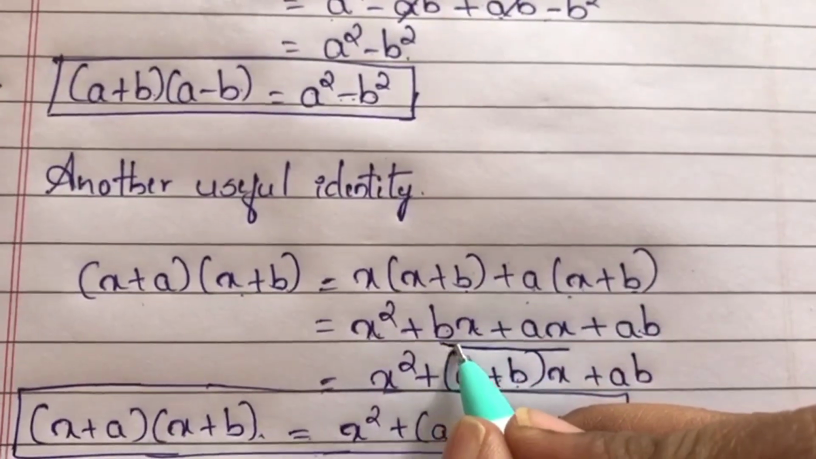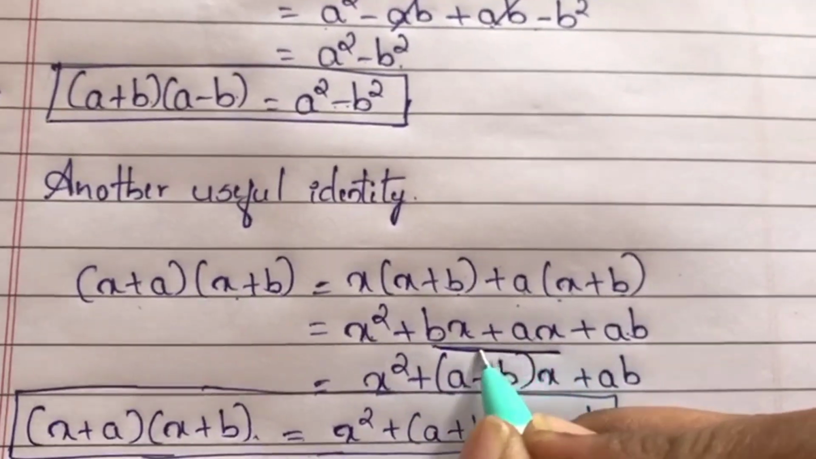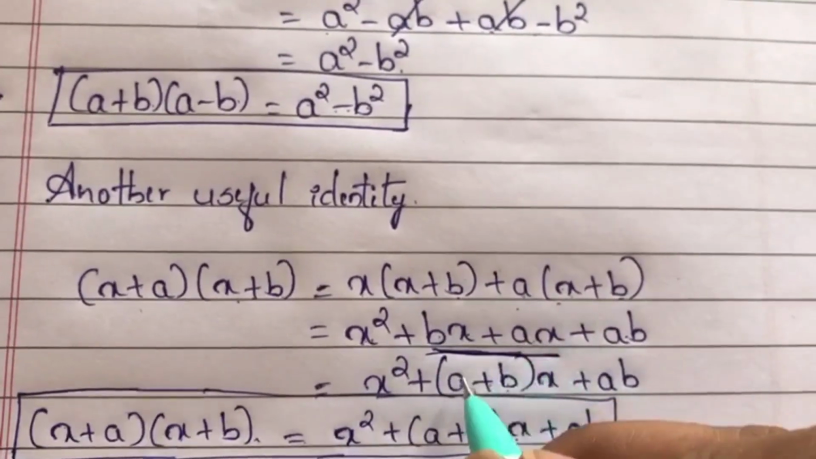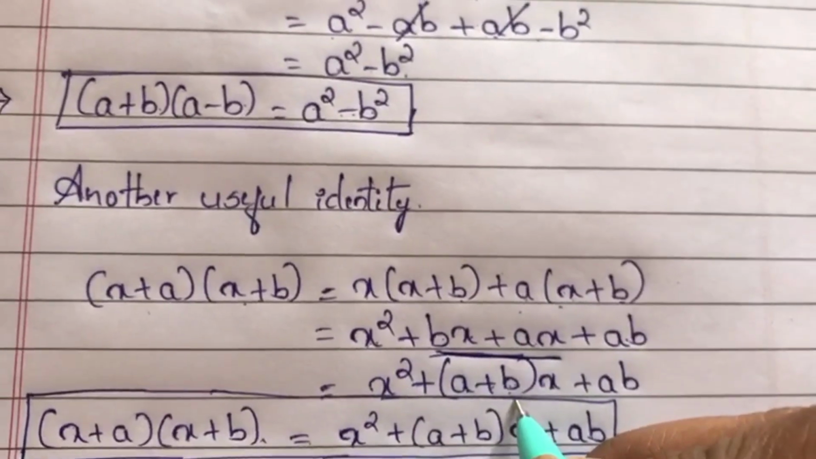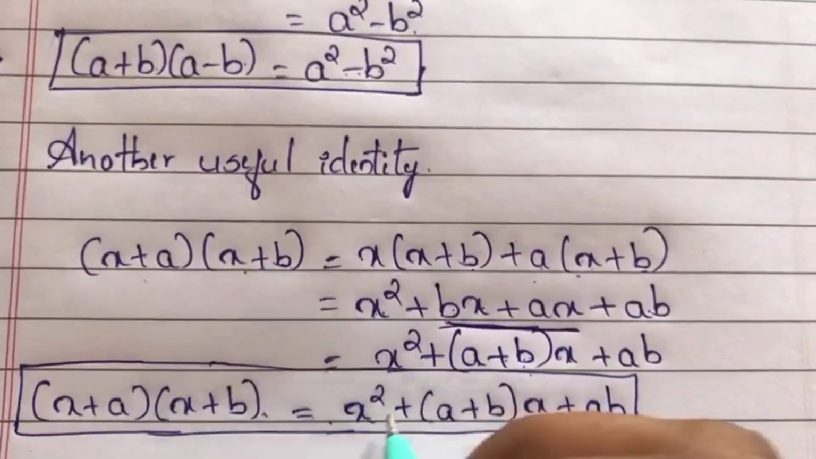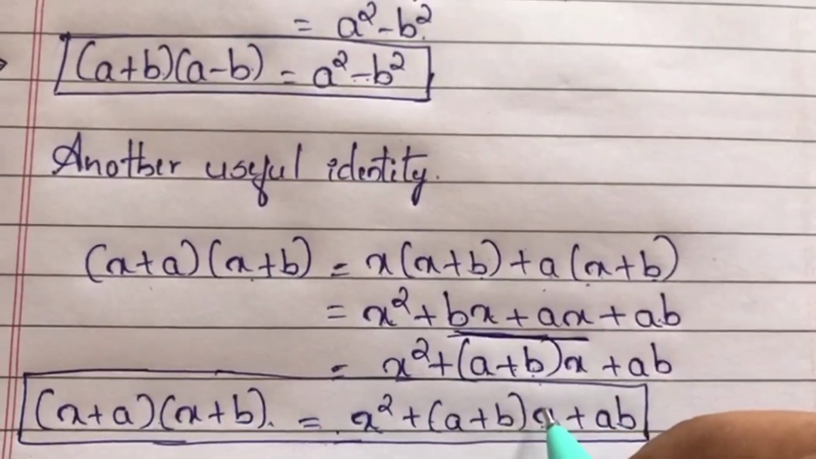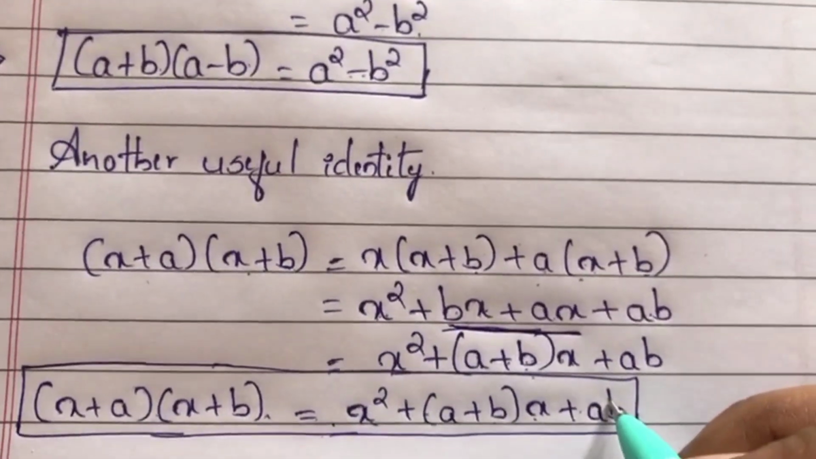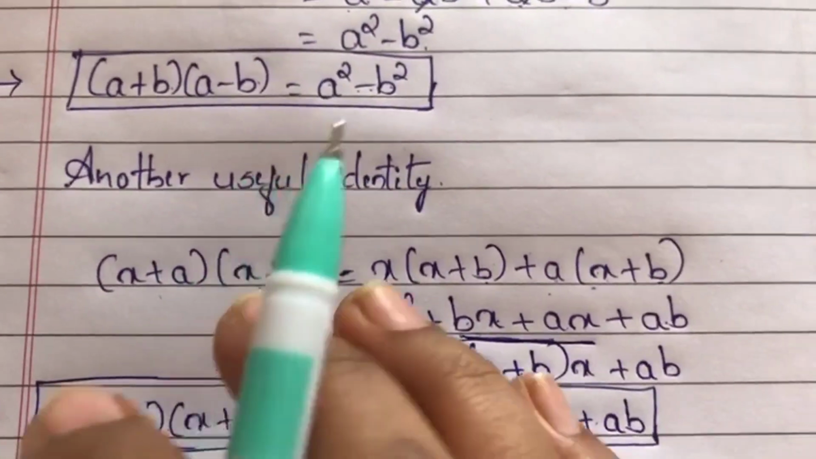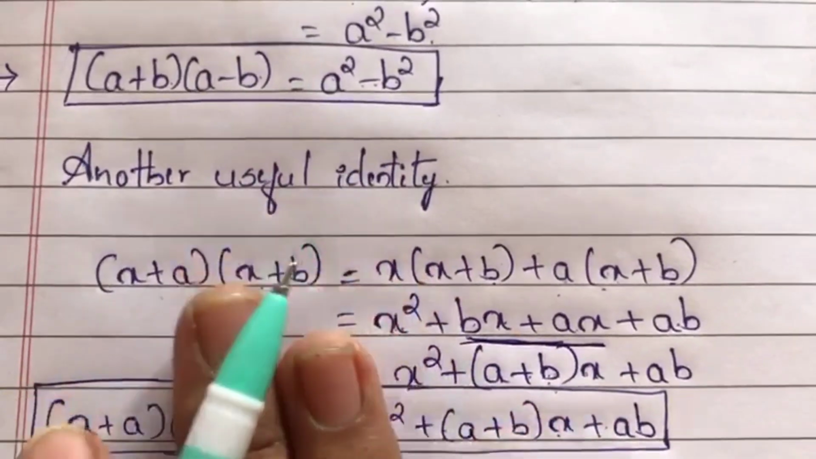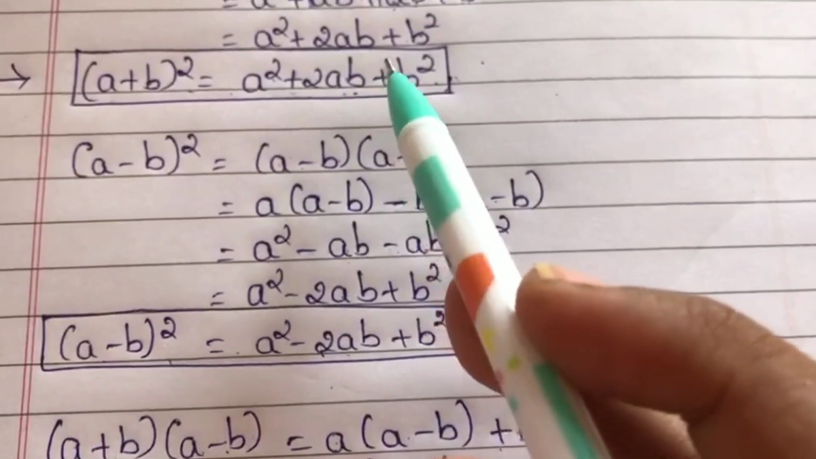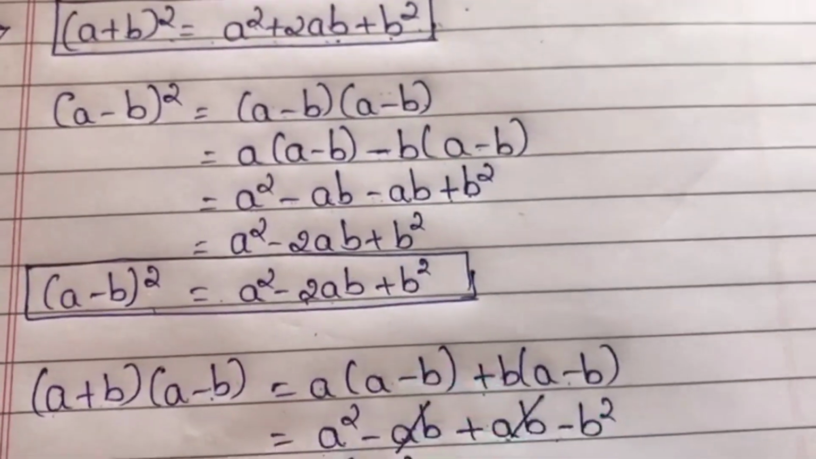Here you can notice that these two are having x as common, therefore we need to take x as common and the remaining a plus b can be written in a bracket. Therefore (x plus a) into (x plus b) will be x square plus (a plus b) x plus ab. These identities are useful to solve problems, so I have first explained them and solved them, because it will be easy for you to remember these identities.